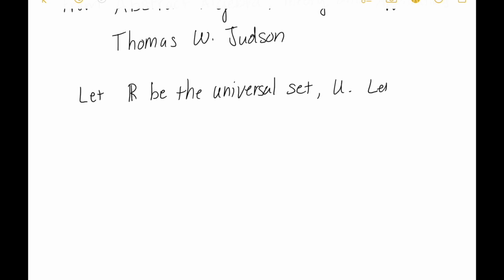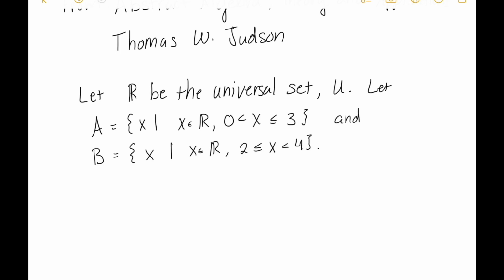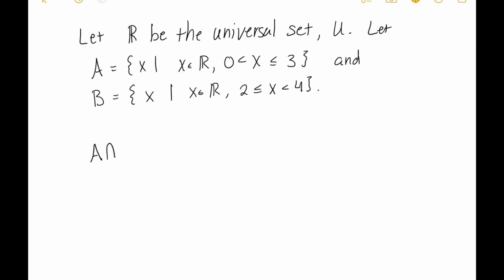And then it defines two sets, A and B. A is the set of all real numbers x such that 0 is strictly less than x, less than or equal to 3. So any real numbers between 0 and 3, not including 0, but including 3. And B is the set of all real numbers between 2 and 4, including 2, but not including 4. We're going to do 5 different examples using these sets.